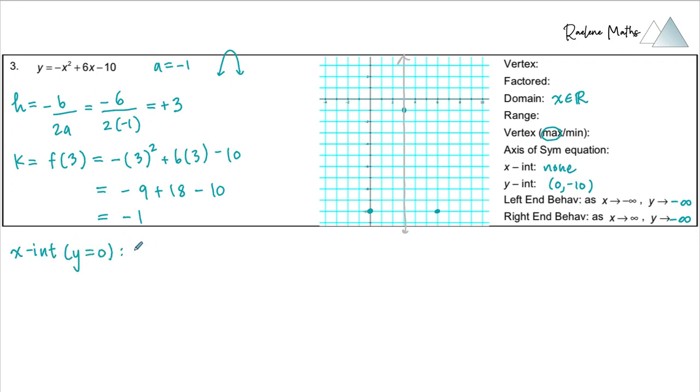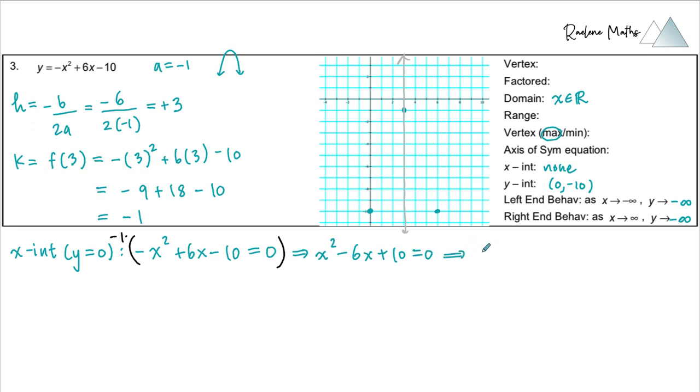And so substituting y equal to 0 gives us negative x squared plus 6x minus 10 equals 0. I'm going to use the quadratic formula to solve this, but first I'm going to multiply both sides of the equation by negative 1. I like to have my leading coefficient always be positive, wherever possible. So this gives x squared minus 6x plus 10 equal to 0.